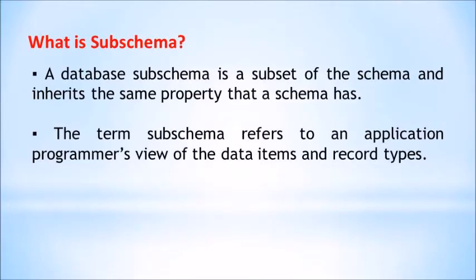Now, what is a subschema? A database subschema is a subset of the schema and inherits the same properties that a schema has. The term subschema refers to an application programmer's view of the data items and record types. So, we can say the plan for a view is often called a subschema, and the subschema is also referred to as a logical view. So, subschemas are nothing but the different views that are created on top of the main schema, each one of which is created to provide a distinct logical representation of the schema dataset.